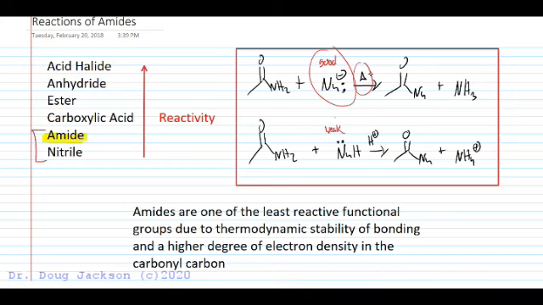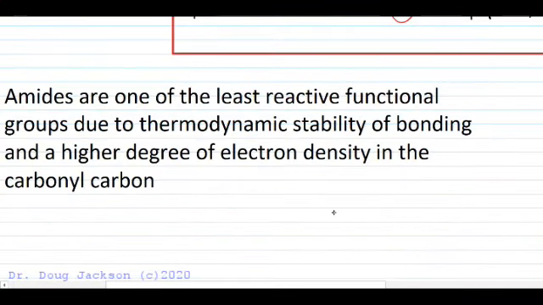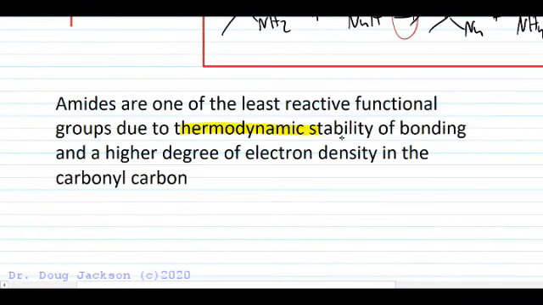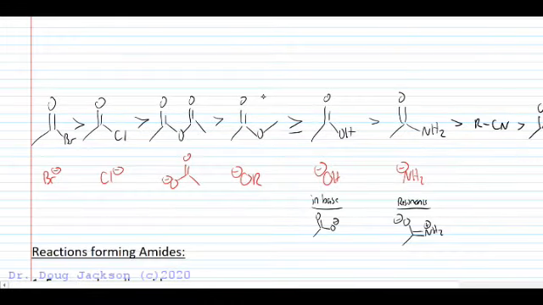And if we're using a weak nucleophile like water, we're going to have acid activation. Generally, the byproducts will kick off an amine or ammonium, or ammonia and an ammonium salt. So we have two general trends. We'll see some variations from that. Okay, so the reason for this lack of reactivity partly is due to the thermodynamic stability of the bonding in amides, but also due to a higher degree of electron density on the carbonyl carbon.